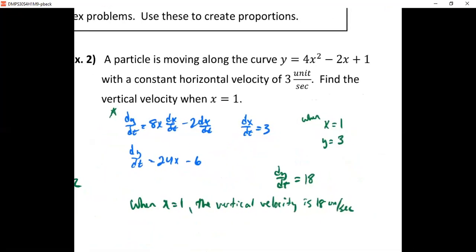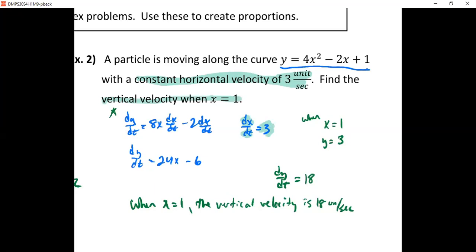So that situation modeled this problem right here, which is why I'm going to start with example number 2. We had this curve on the graph of y equals 4x squared minus 2x plus 1. And what we did was we established that we had a constant horizontal velocity of 3 units per second. With this constant horizontal velocity, the rate of change of x with respect to time was 3. Our goal then is to find the vertical velocity.